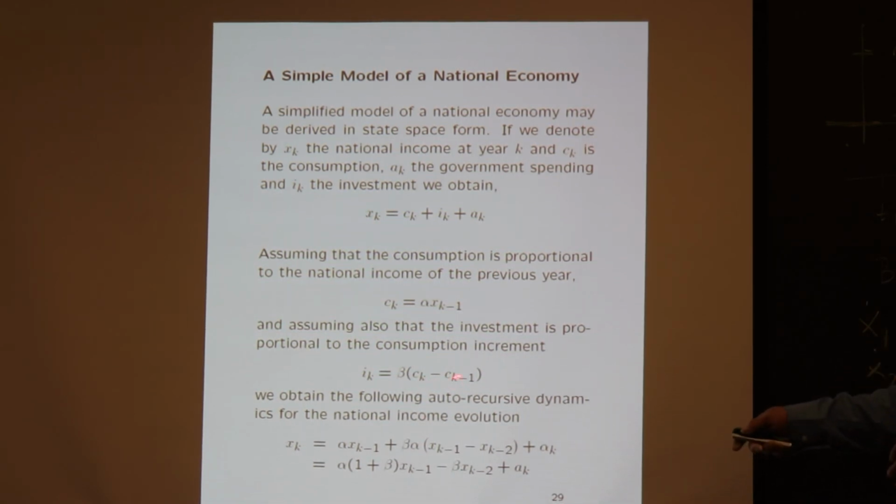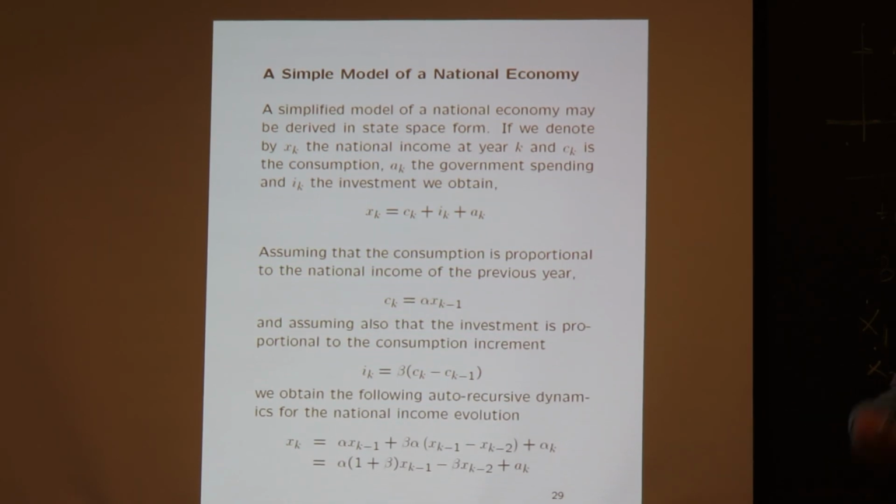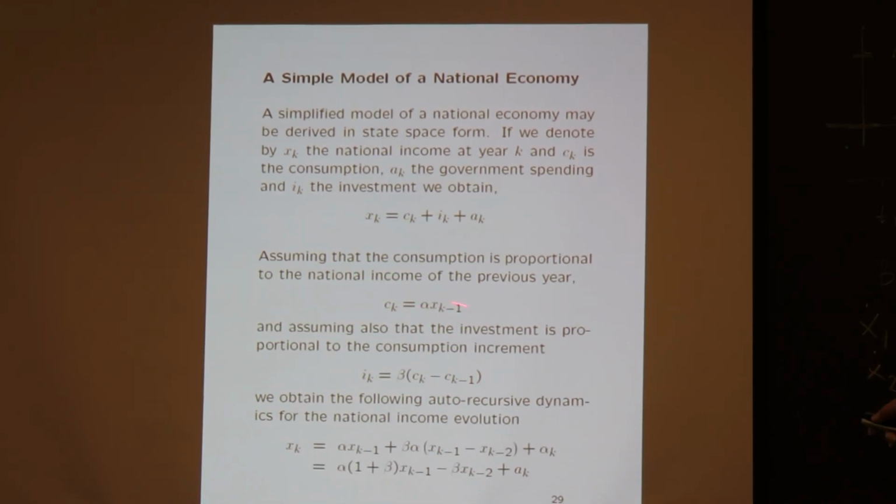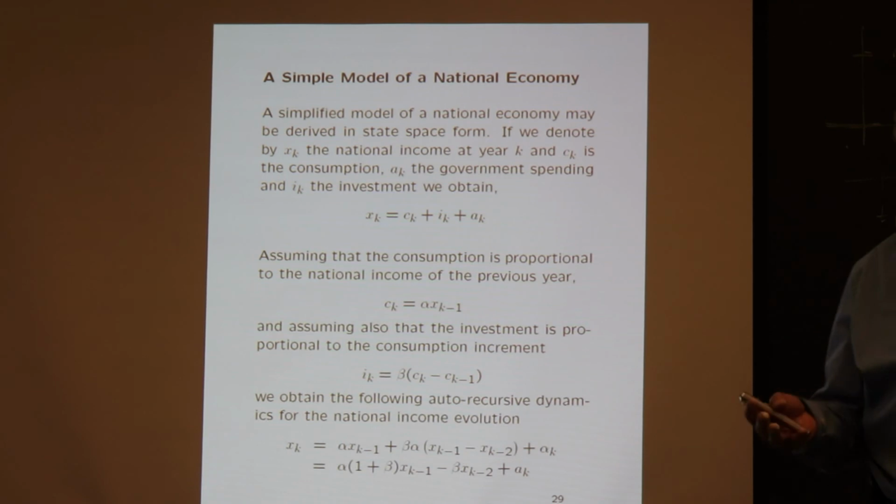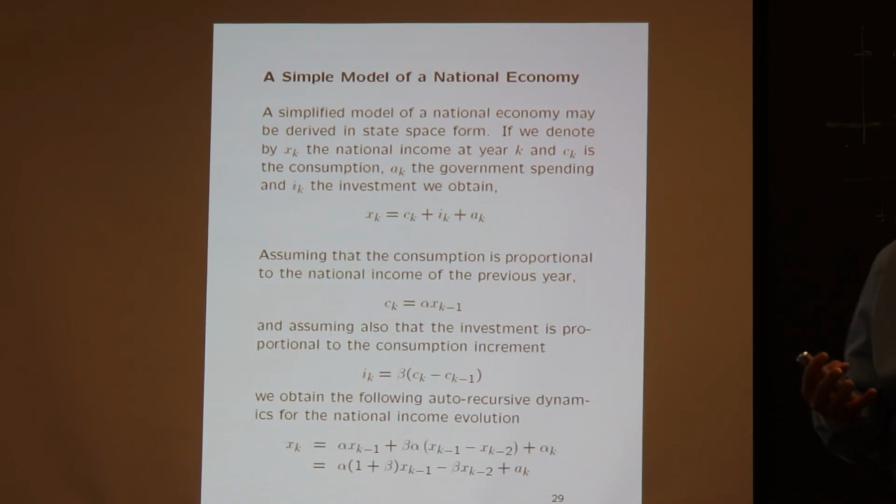If, on the contrary, the consumption decreases, the investment will also be affected in that proportional manner. So there is a very simple way, thanks to this relation, to substitute C in terms of x_{k-1}, and I in terms of this difference, which in turn can be placed in terms of the difference of alpha x_{k-1} and alpha x_{k-2}, and the government expenditure acts as a control variable. This is what the government has in its power.